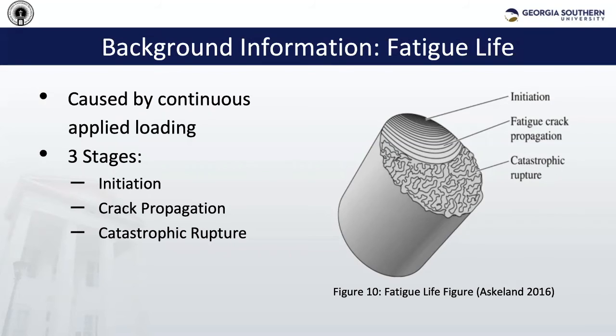applied fatigue loading. Crack propagation is the second, where the crack will continue to grow due to the fatigue loading and corrosion or exposure to the elements. Finally, a catastrophic rupture, and this is where the geometry of the body is no longer capable of holding the loads that are being applied to it, and so it just simply fails.